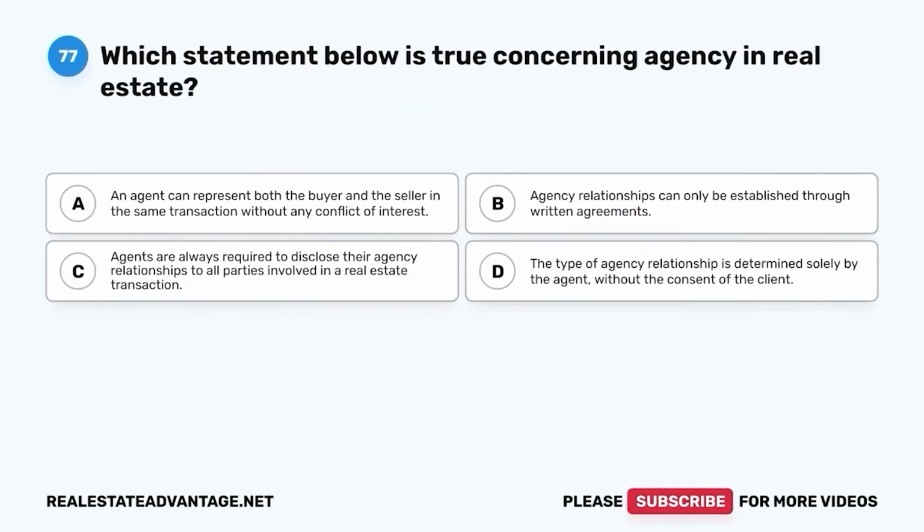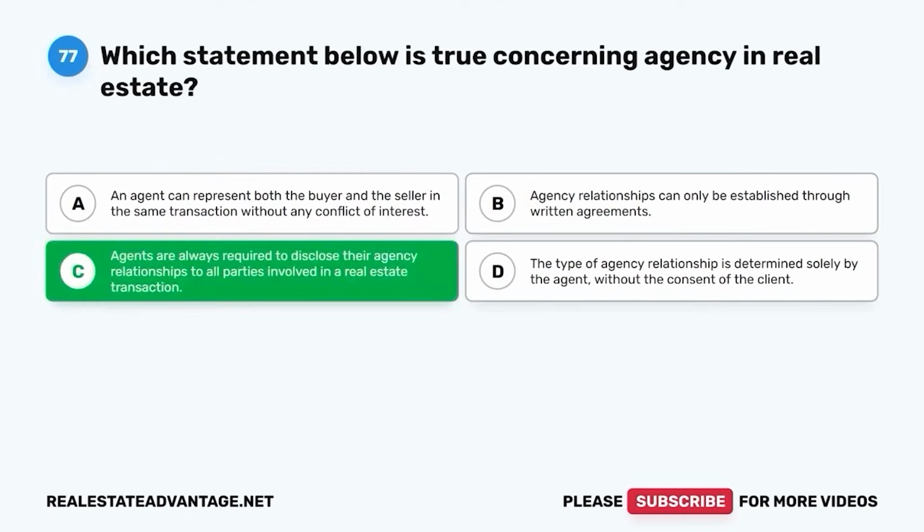Question 77. Which statement below is true concerning agency in real estate? A. An agent can represent both the buyer and the seller in the same transaction without any conflict of interest. B. Agency relationships can only be established through written agreements. C. Agents are always required to disclose their agency relationships to all parties involved in a real estate transaction. D. The type of agency relationship is determined solely by the agent, without the consent of the client. The correct answer is C.